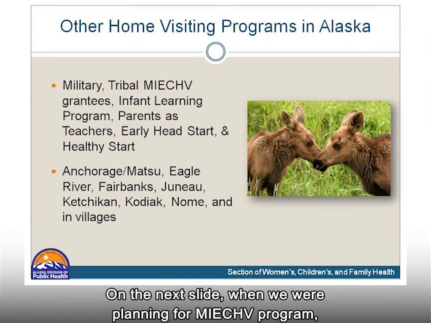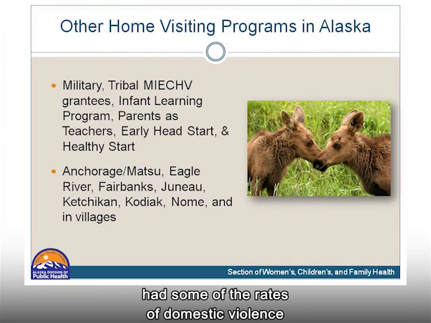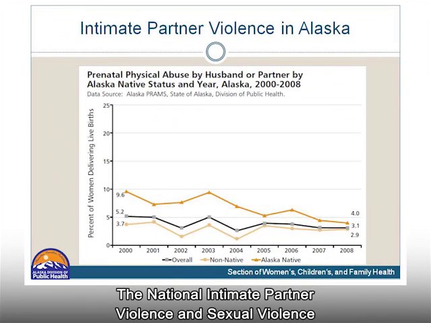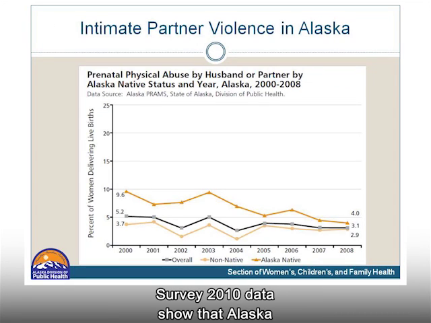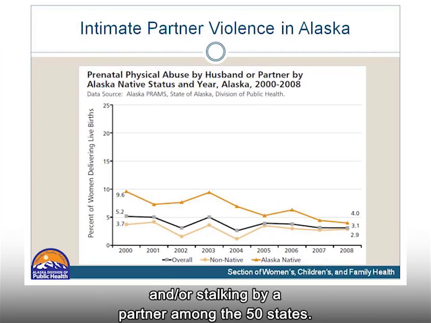On the next slide, when we were planning for the MCV program, we knew that Alaska has historically had some of the highest rates of domestic violence or intimate partner violence in the country. The National Intimate Partner Violence and Sexual Violence Survey 2010 data show that Alaska had the third highest prevalence of rape, physical violence, and or stalking by a partner among the 50 states.